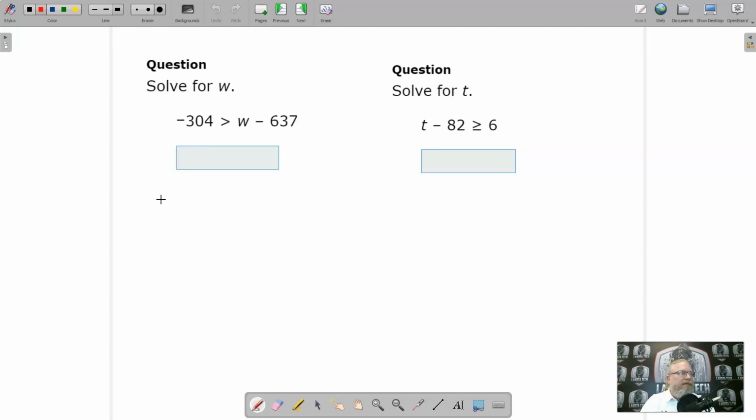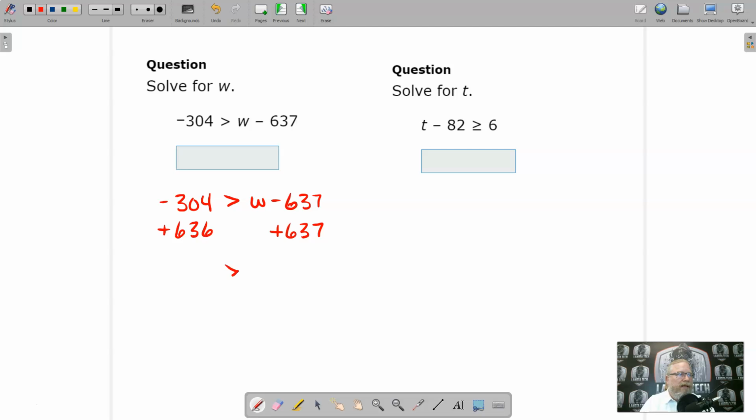Here we have negative 304. You might be thinking, well, looky there. The variable is over on the right, and I want to have it over on the left. Actually, I think I'll just move it to the left after we solve for this. So I have a negative 637 that's associated with a W, or you could say that we're subtracting 637. So let's add 637. And what we do to one side, we're going to do to the other, 637.